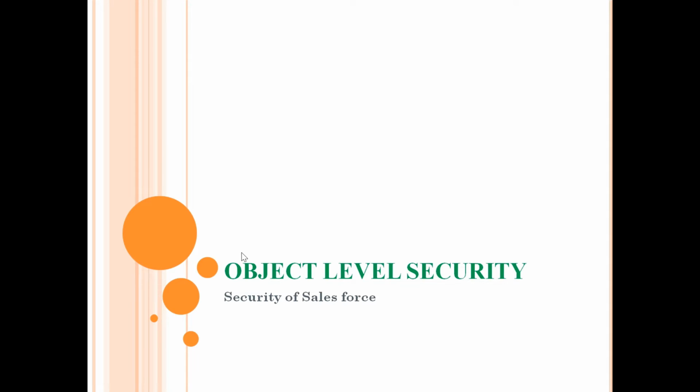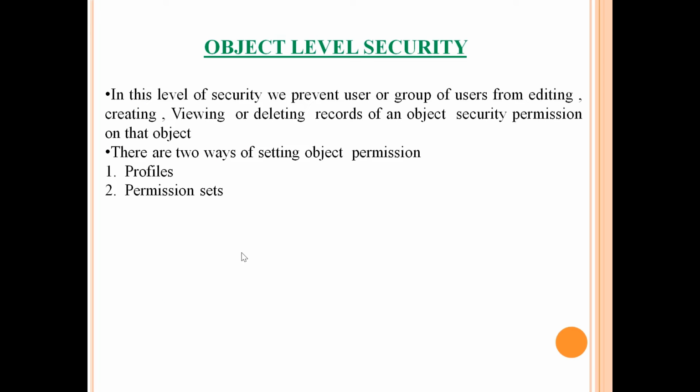Today I'm going to explain object level security. The basic definition: in this level of security, we prevent a user or group of users from editing, creating, viewing, or deleting records of an object. Security permission on that object.